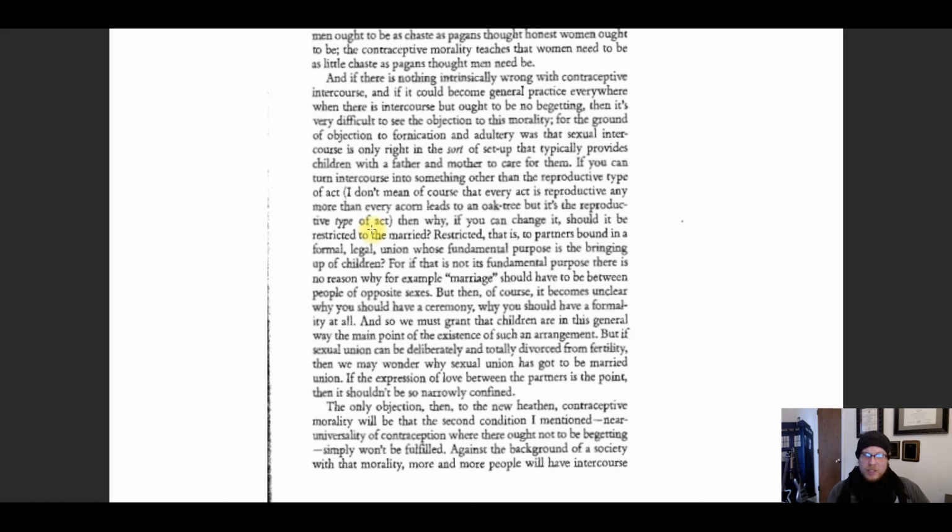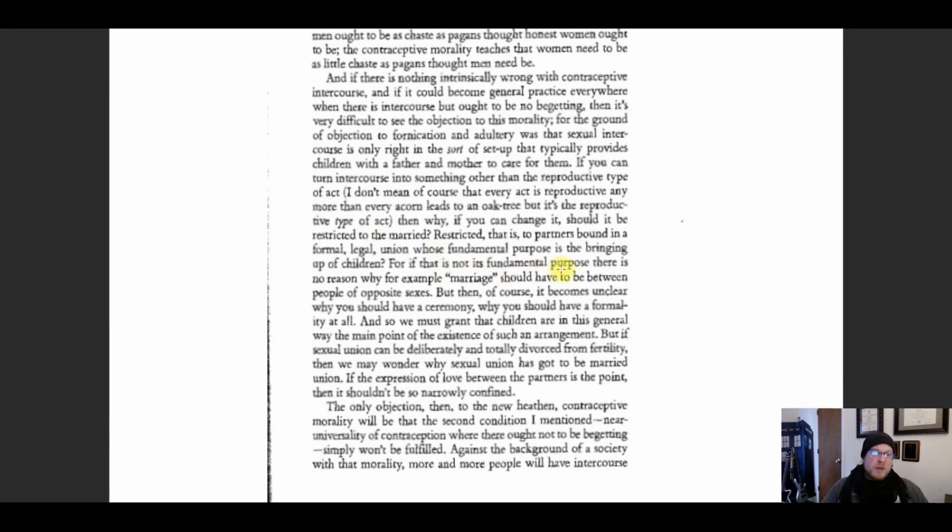Then why, if you can change it, should it be restricted to the married? Restricted, that is, to partners bound in a formal legal union whose fundamental purpose is the bringing up of children. What she's getting at here is, initially, contraception was only legally allowed for married couples. Well, she's saying here, if it's okay for married couples to have contraception, to put off the raising of offspring, or as she puts it, begetting, who cares? Because shouldn't it be something that everybody is going to celebrate and be allowed to do? And in this case, she's right, at least in terms of the extension of its permissibility. This does actually happen, where you don't have to be married to go get contraception today.